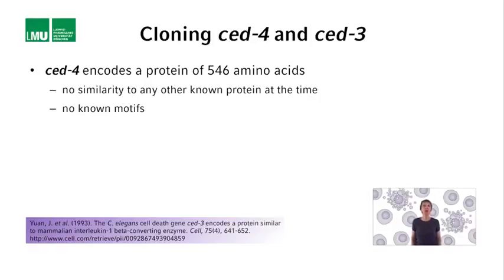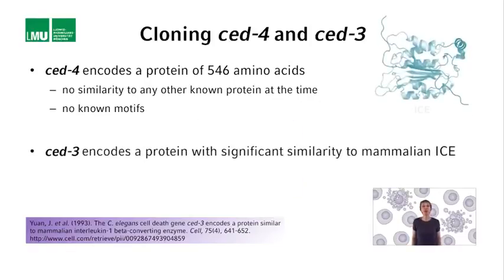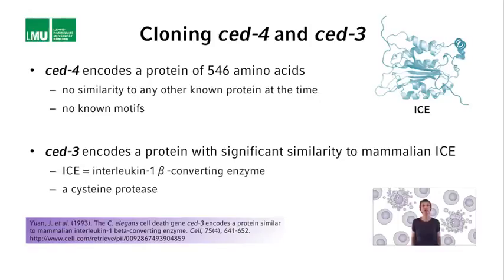And with the cloning of Z3, she hit the jackpot. The Z3 gene turned out to encode a protein that had significant similarity to a protein in the database, and this protein had already been shown to have a specific enzymatic function. This protein was mammalian ICE, which stands for interleukin-1 beta converting enzyme.